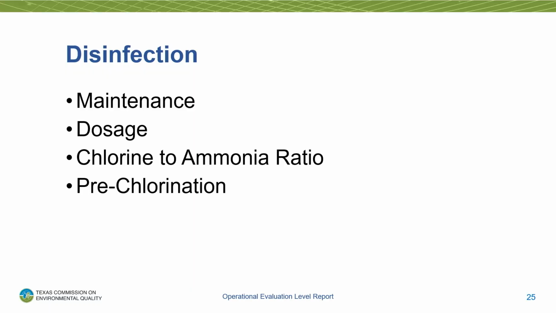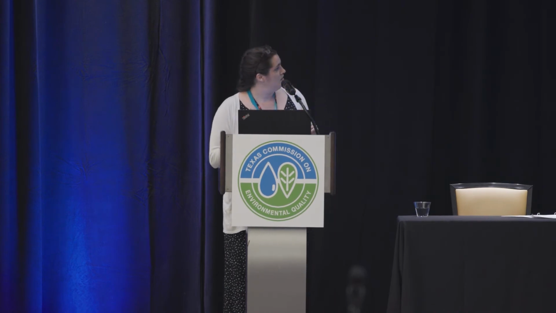The disinfection part of this page will ask questions about your maintenance. Have you checked your chlorinator recently? It'll ask about your dosage. What is your chlorine to ammonia ratio? Some systems don't actually know the answer to that. And you need to ask yourself, do you know the answer to that? If you don't, then you need to start thinking about process control. I would want to know the chlorine to ammonia ratio so that I know I'm producing a proper chloramine.